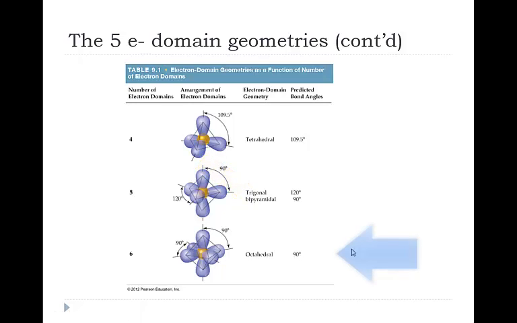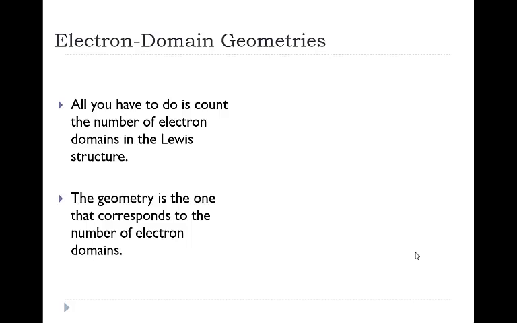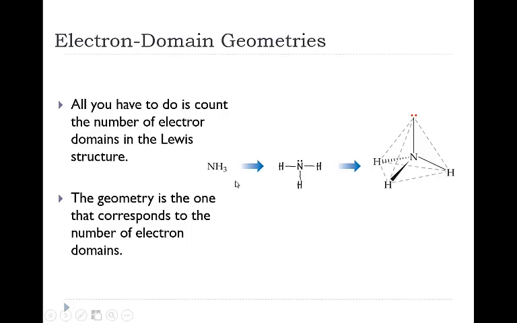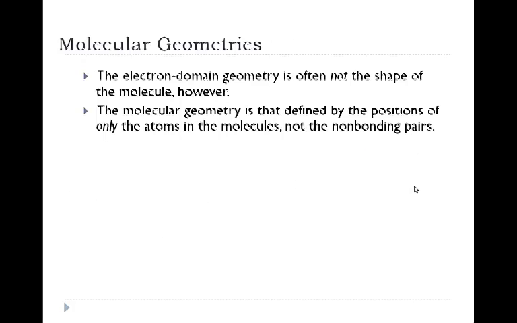The last electron domain geometry has 6 electron domains, and the shape is octahedral. All of the bond angles are 90 degrees. When we're finding the electron domain geometry, all we have to do is count the number of electron domains in the Lewis structure, and that's the number of electron domains around the central atom, and the geometry is the one that corresponds to that number of electron domains. So for example, here we have ammonia, and this is the Lewis structure of it, and from this Lewis structure we can predict the geometry, which is shown here. That is trigonal pyramidal.